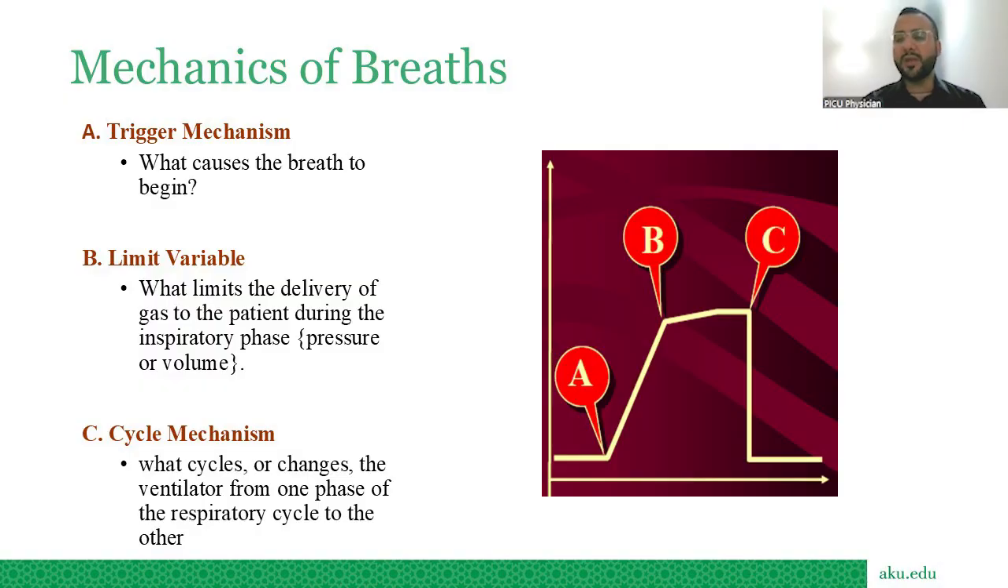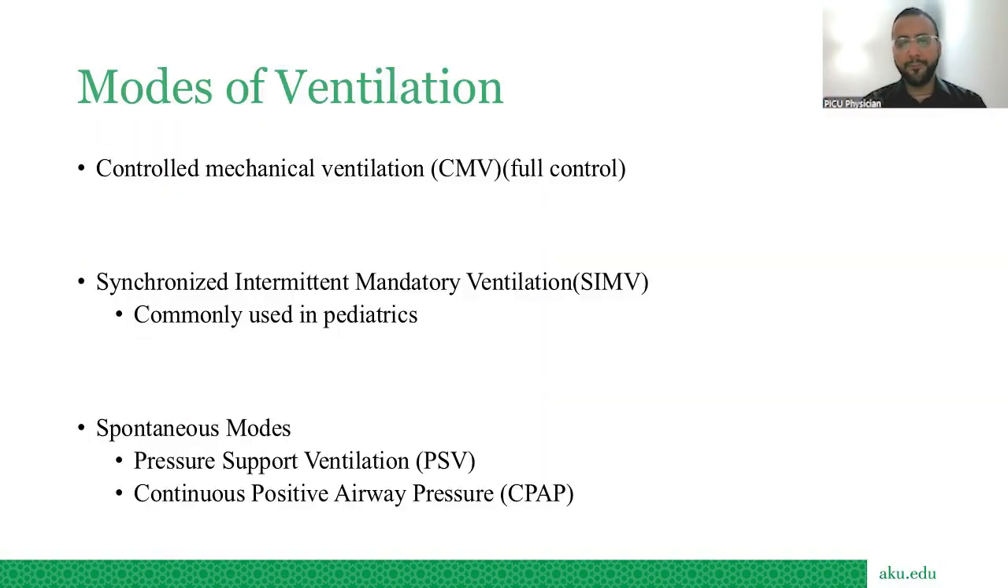The third is the cycle mechanism. That means there must be someone who switches from inspiration to expiration. Either the machine can do this cycling or the patient can do the cycling. So these three mechanisms, starting from triggering the breath, then limiting the breath, then cycling the breath, can be done either by the machine or by the patient.